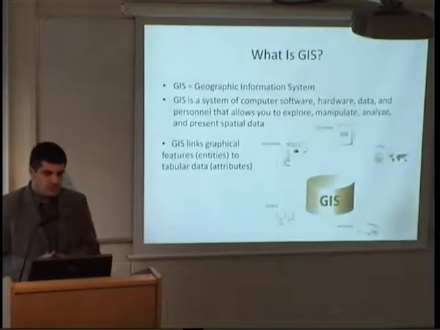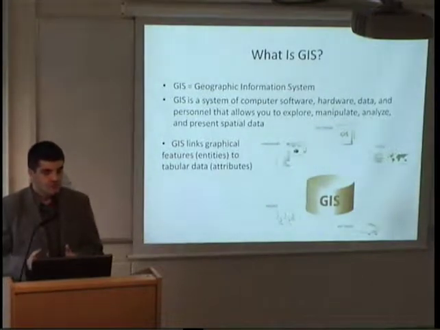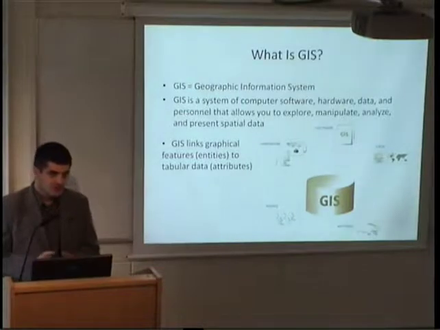So what is GIS? GIS stands for Geographic Information Systems. It is not just software, it is a system of computer software, hardware, data, and people working with that software, and it allows you to explore, manipulate, analyze, and present spatial information. To say it simply, GIS links graphical features to tabular data, which we call attributes in GIS.